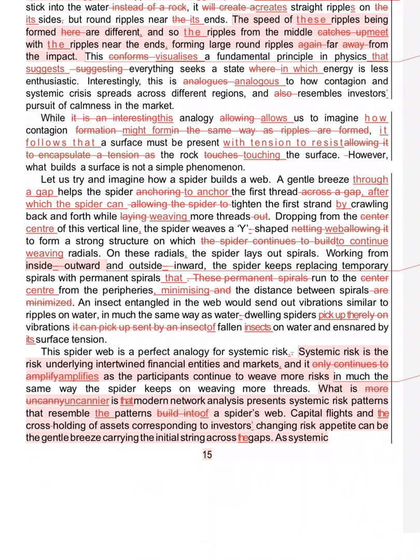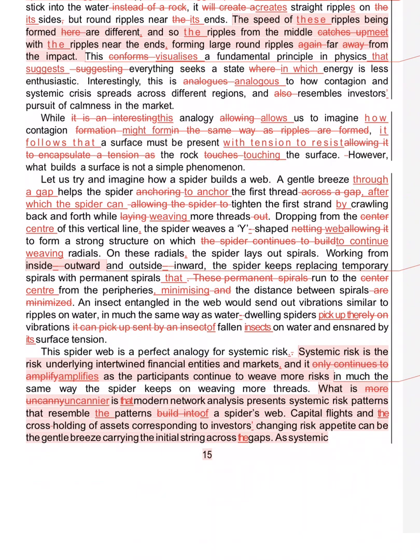So now we connect two sentences. Working from inside outward and outside inward, the spider keeps replacing temporary spirals with permanent spirals that run. We don't need any commas before that. These permanent spirals run to the center. So again repeating, not necessary. That run to the center from the peripheries, comma, and the distance is minimized. No, let's make it a verb. That run to the center from the peripheries, minimizing the distance between spirals. Simple and easy. Two sentences turned into one. Okay. Let's not repeat anything.